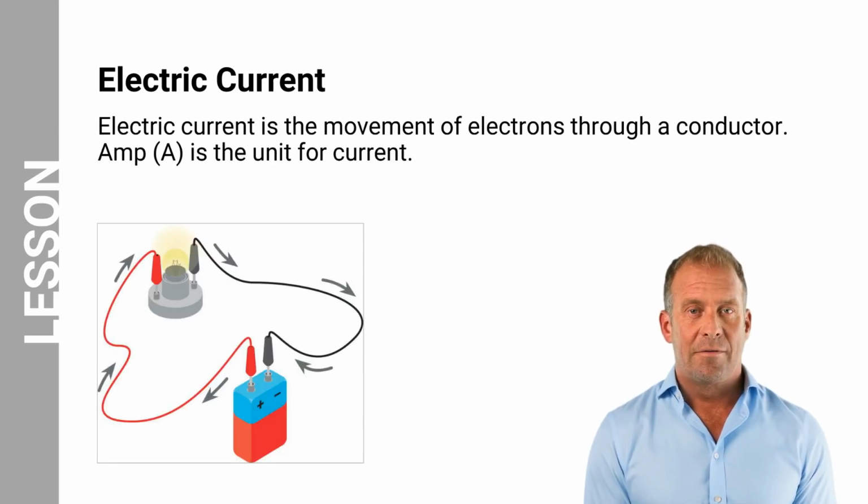Electric current is the rate of the flow of charge. The current in a conductor is measured by the amount of charge, number of electrons, that flows past a certain point in a unit of time. An ampere, or amp, is the unit for current. This is symbolized by the letter A or I.